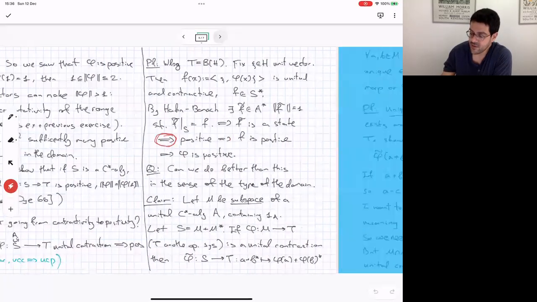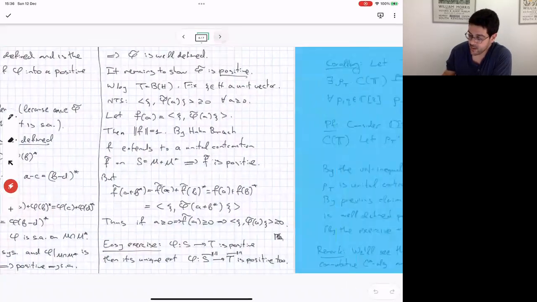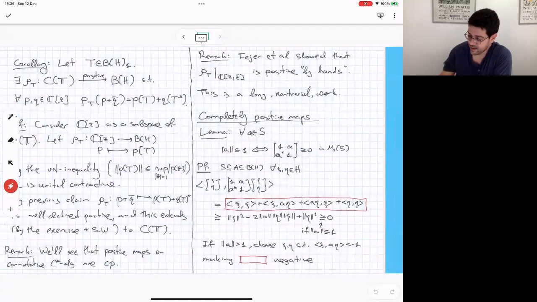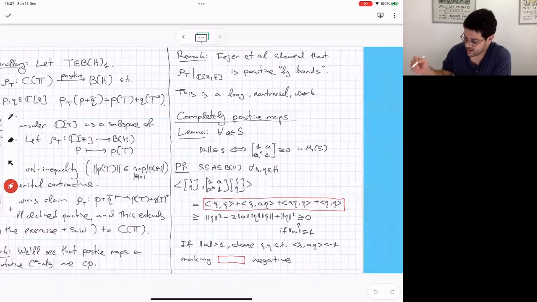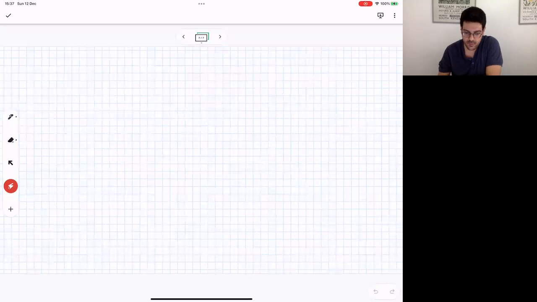Now the converse is true just because of this lemma. Because if you are 2n positive, then you are n contractive. So if you are completely positive, you are completely contractive. The 2n level implies the nth level, which I think is very cool.